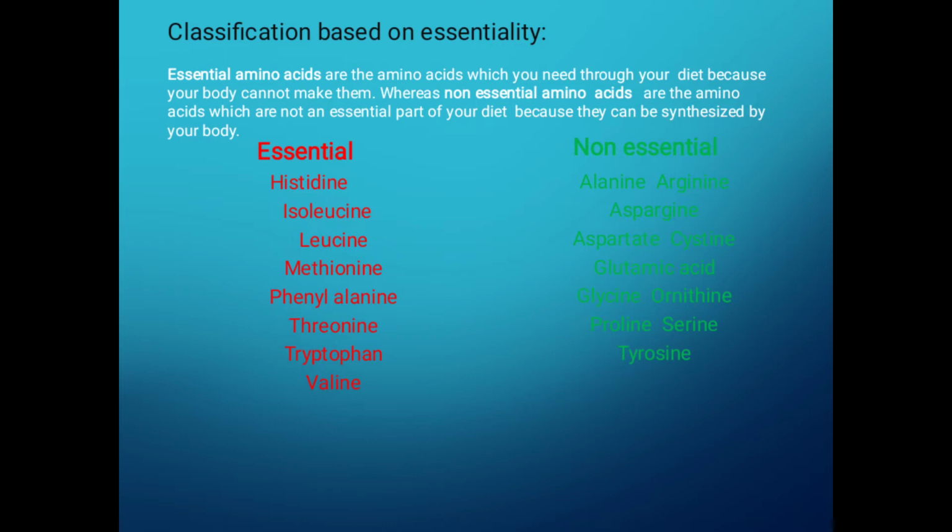Essential amino acids are histidine, isoleucine, leucine, methionine, phenylalanine, threonine, tryptophan, valine. These are the examples of essential amino acids. And the next one is non-essential amino acids: alanine, and next glutamic acid, glycine, proline, serine, tyrosine. These are the examples of non-essential amino acids.